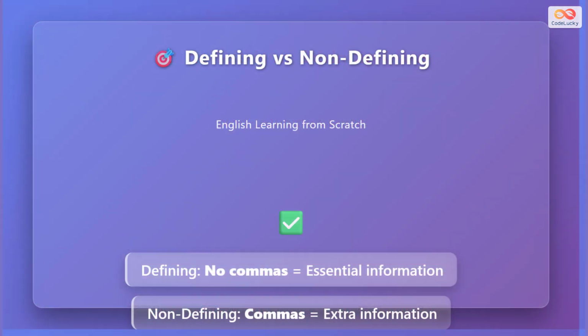Defining relative clauses provide essential information and do not use commas. Non-defining relative clauses give extra details and are always set off by commas. Remembering this difference will help make your English clearer and more accurate.